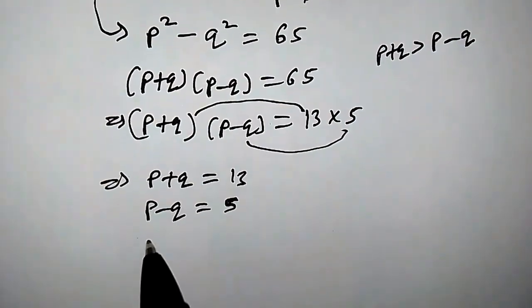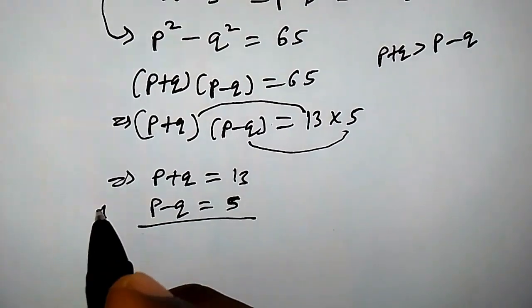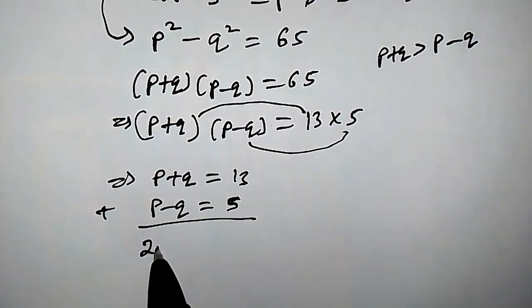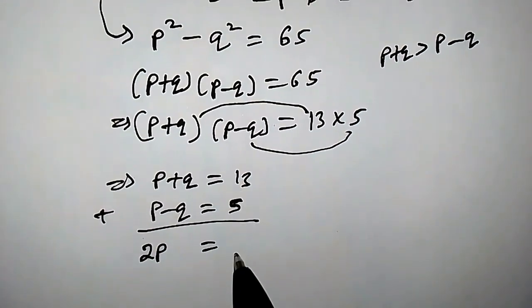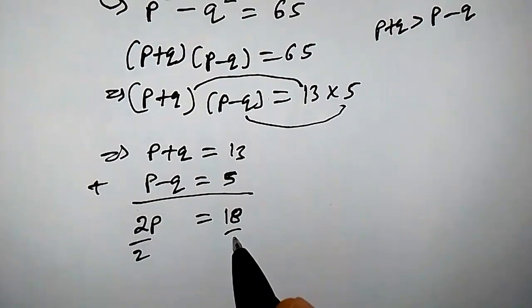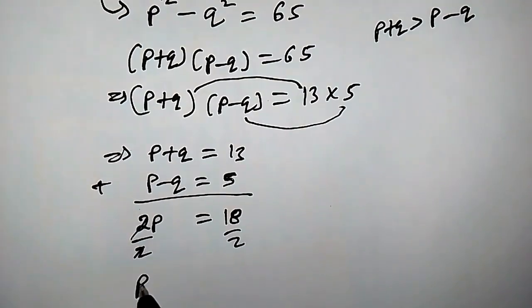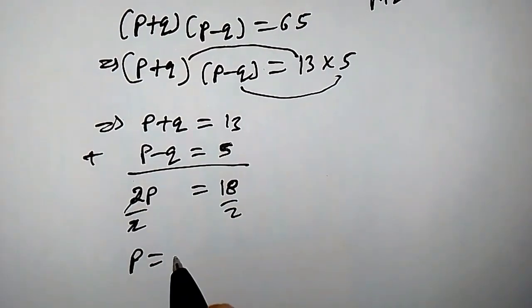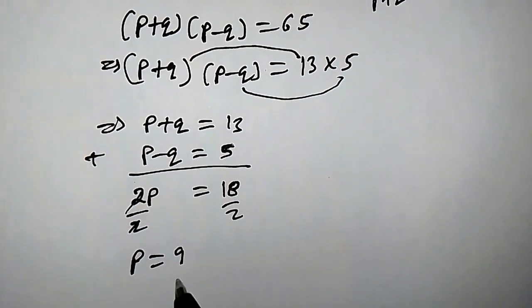Now let's solve these two equations. When we add them, we get 2p equals 13 plus 5, that is 18. Let's divide both sides by 2. So we get p on the left equals 18 over 2, that is 9. So our value of p is 9.